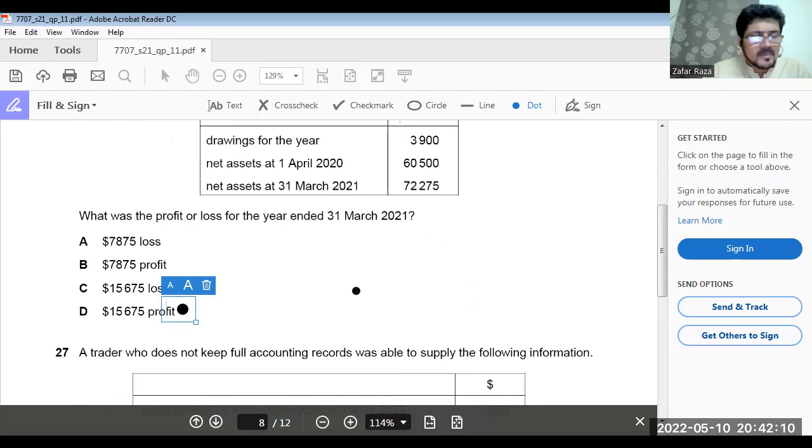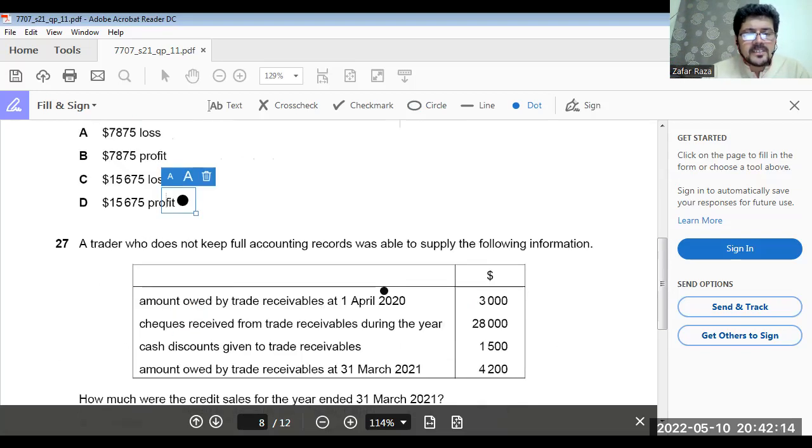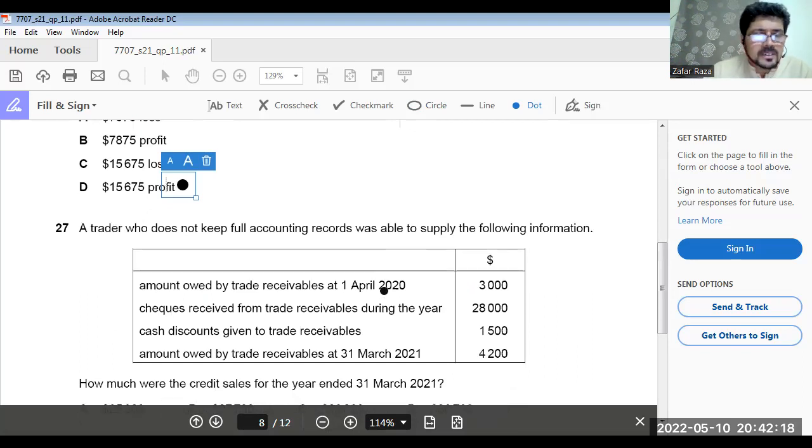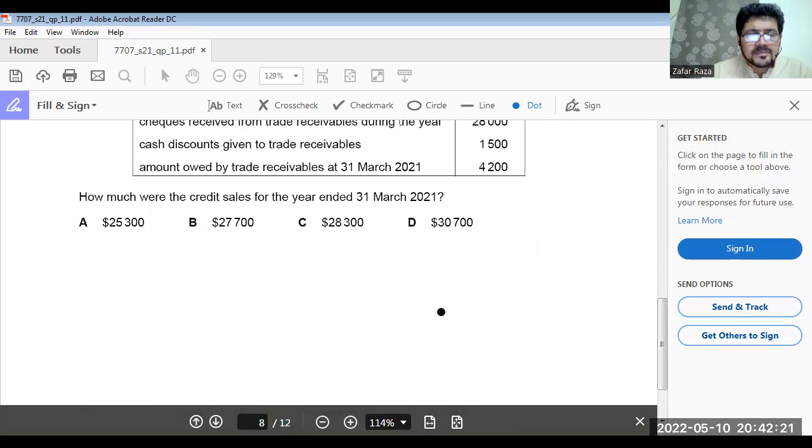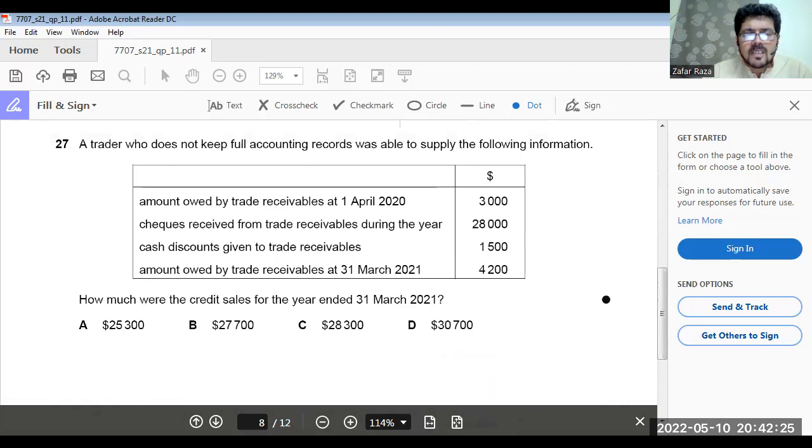Getting my point clear? Okay, now 27. A trader who does not keep a full accounting record was able to supply the following information. Amount owed by trade receivables on 1st January 3,000. Cheques received from trade receivables, cash discount given to trade receivables, and amount owed by trade receivables at the end. We have to calculate credit sales. This is the requirement.